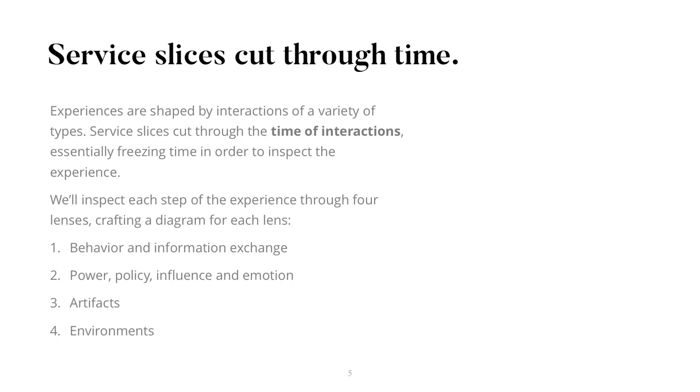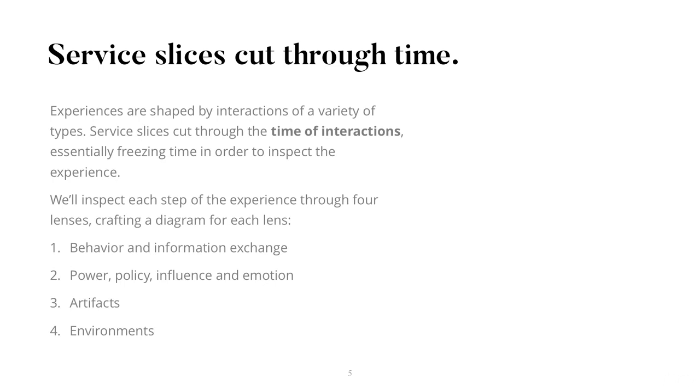Service slices cut through time. Experiences are shaped by interactions of different types, and we're going to cut through the time of interaction. You can think of this like we're freezing time in order to inspect the experience. We're going to have 4 different lenses through which we look at that experience. The first is behavior and information exchange. The next is power, policy, influence, and emotion. The third is artifacts, and the fourth is environments.